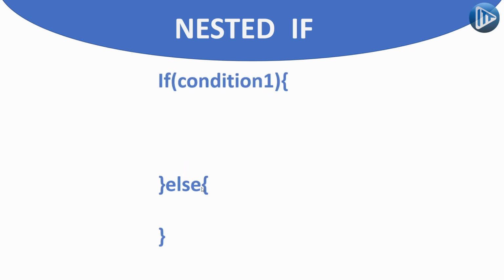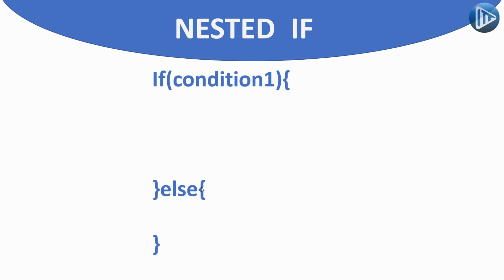In today's tutorial, we are going to talk about the nested if in C++. So, what is nested if? Nested if is a programming technique when we use an if condition and inside it we use another if condition. This kind of technique is what we call nested if.